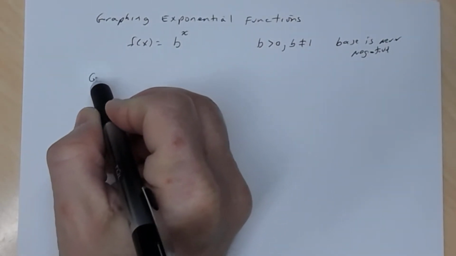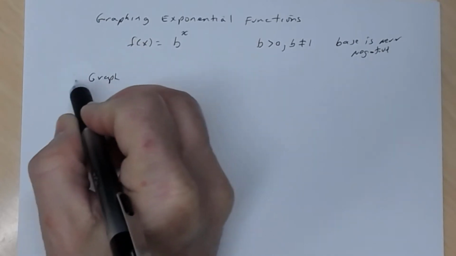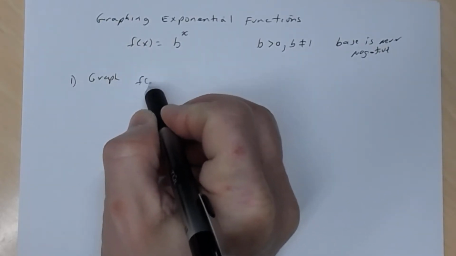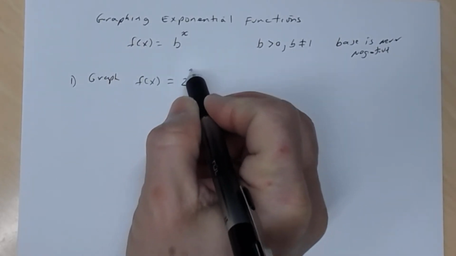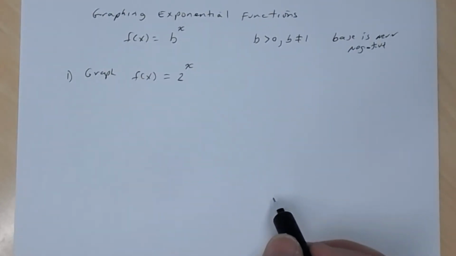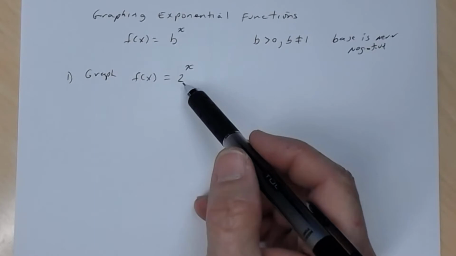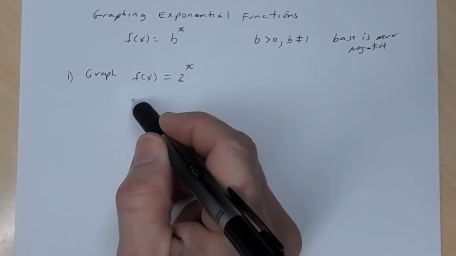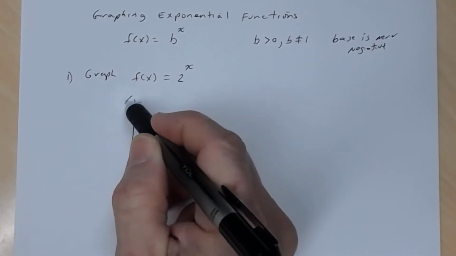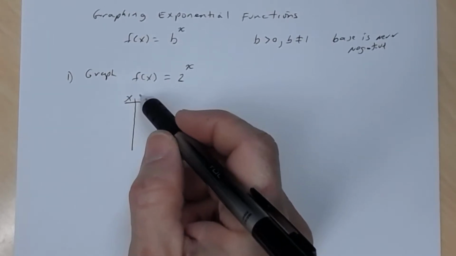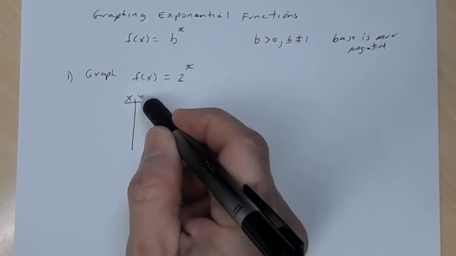We're going to graph this function. This is number 1. Let's graph the function f of x equals 2 to the x. We're going to look at a simpler one first. To do this, we're just going to use a t-table, and as we go through this t-table, we're going to discuss some ideas that we had in previous lessons.